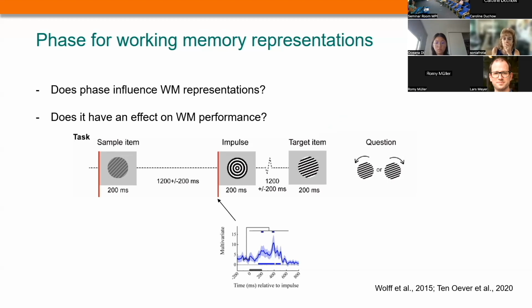Why did we think this was interesting? Well, because of this property, we can now look at whether this decoding is dependent on the phase. So we like this paradigm for this reason.